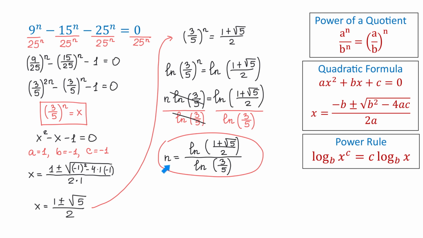And this is the exact solution to the original equation. But if we want to get an approximate solution, then we can use the calculator. Then if we use the calculator and if we round, then we will get that n is approximately negative 0.94. So now we have the approximate solution.